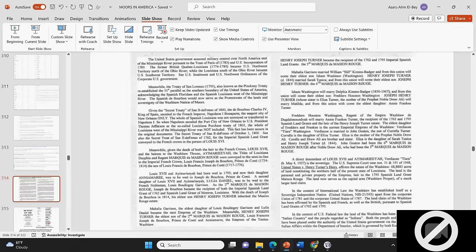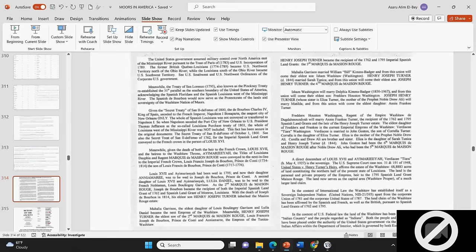Henry Joseph Turner, 1844, married Sarah Turner, and from this union will come the eldest son, Joseph Henry Turner, the fourth Marquise de Maison Rouge. Isham Washington will marry Delphi Kimbrough Badger, 1850 to 1967, and from this union will come the eldest son, Frederick Houston Washington. Joseph Henry Turner, whose sister is Eliza Turner, the mother of Prophet Noble Drew Ali, will marry Matilda. And from this union, there comes the eldest daughter, Annie Frankie Turner.